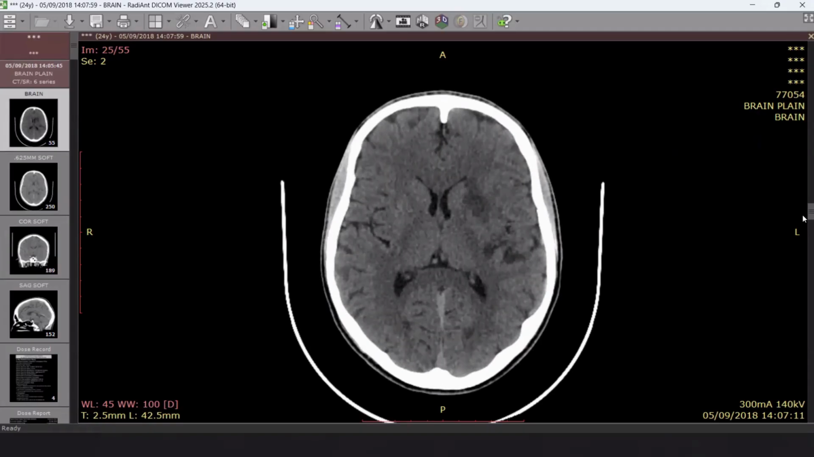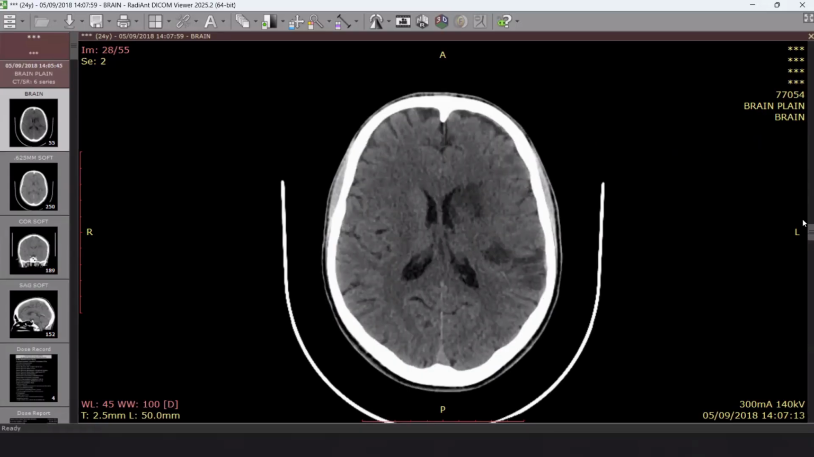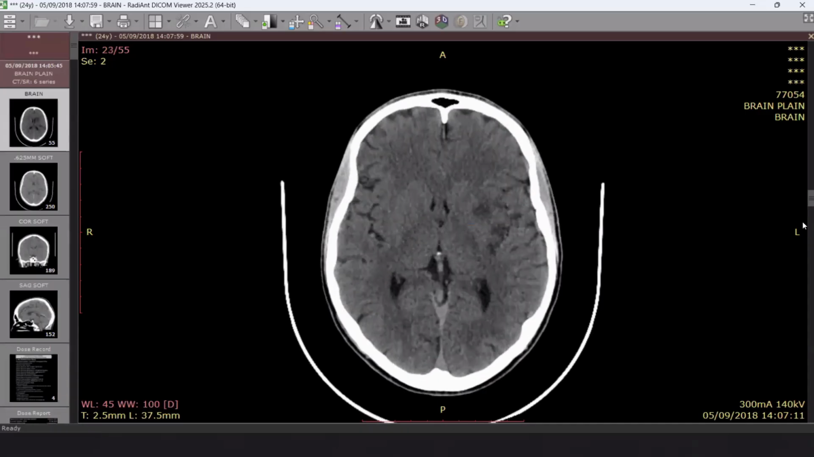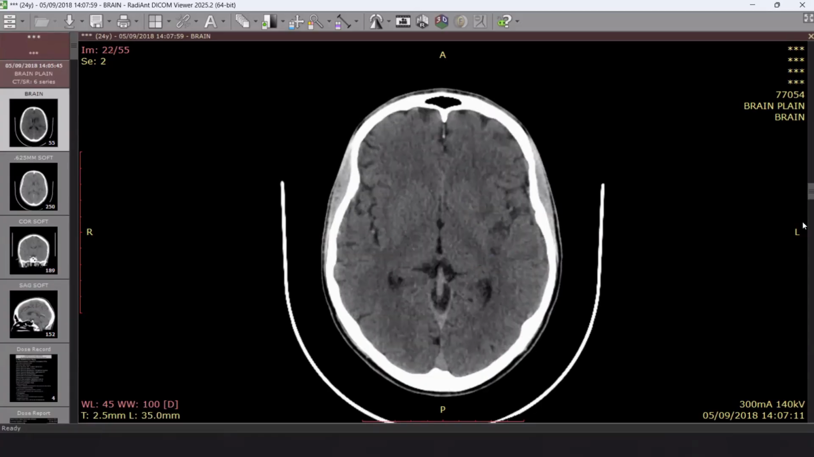The putamen is 1. The caudate head is normal, but the caudate body here is not normal. So we have 2 points now. The internal capsule is almost normal. The insula, we have 3 points. The internal capsule is free. We also have the region lateral to the insula. We don't have any infarction.